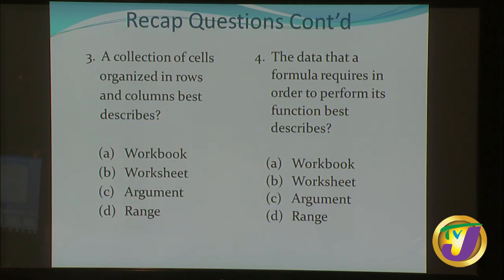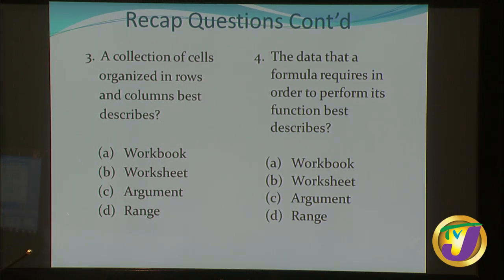Just a couple to go. A collection of cells organized in rows and columns can best describe A, workbook, B, worksheet, C, argument, D, range. The answer is B, worksheet. The data that a formula requires in order to perform its function best describes workbook, worksheet, argument, or range? And the answer is C, argument. Very good. Clap yourselves.